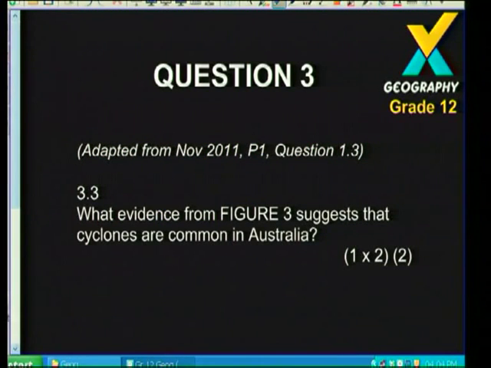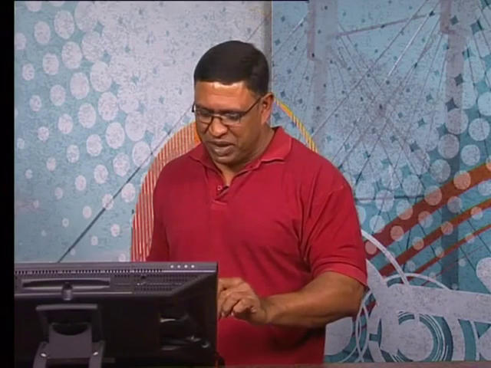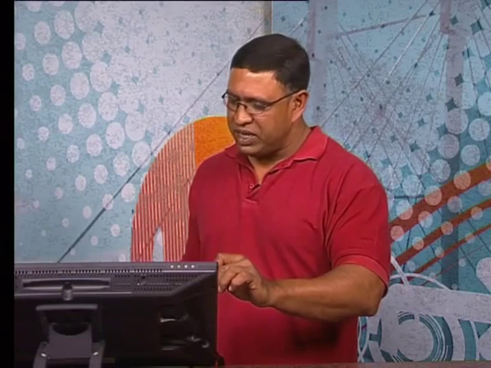What evidence from figure 3 suggests that cyclones are common in Australia? Please note, the examiner asked you to refer to figure 3. And that reference has to be made. If you're just going to give your general answers, we are not going to mark it correct.